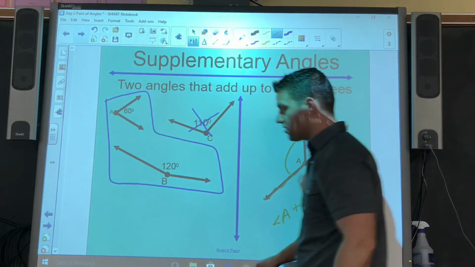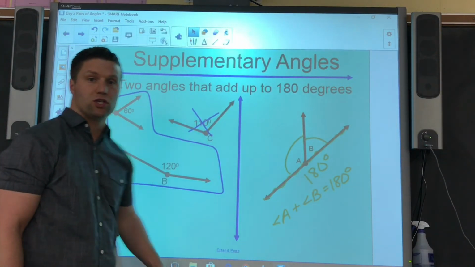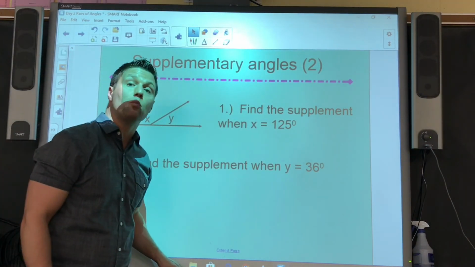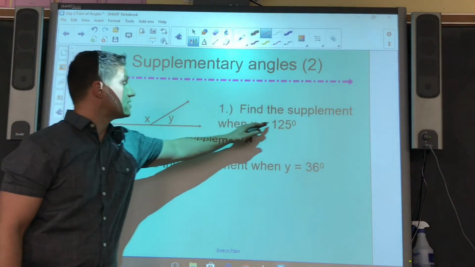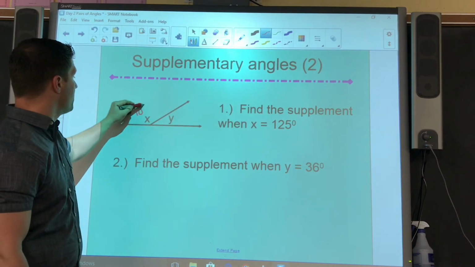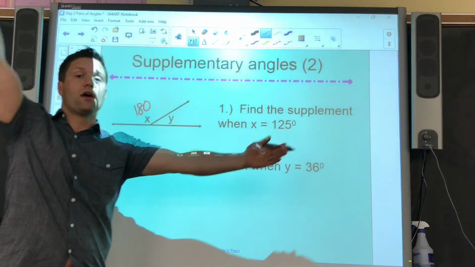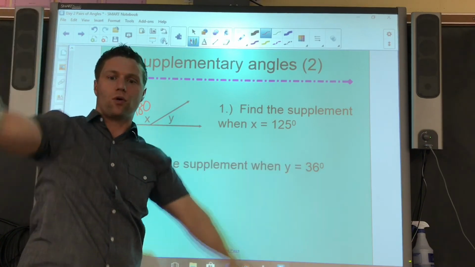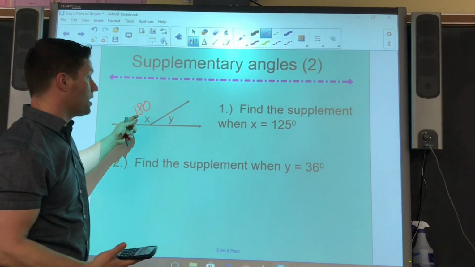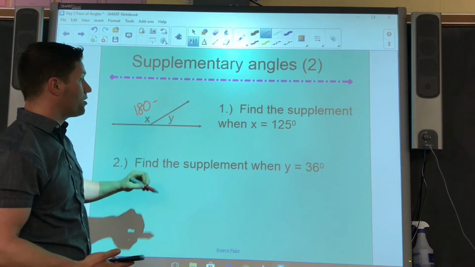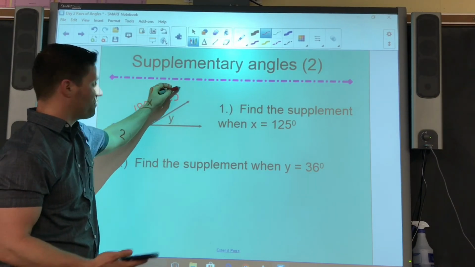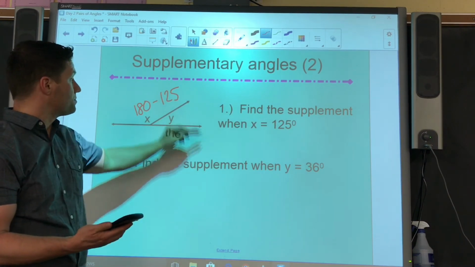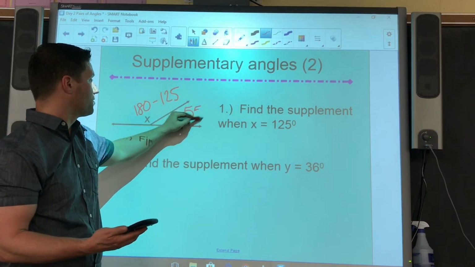Now, to find the supplement, which is the word that's used for supplementary angles, we're just going to subtract from 180, okay? If x is equal to 125. Now, I know this isn't complementary because it doesn't look like this. This has to be supplementary. So 180 is the whole picture. So 180 minus 125, that must mean we have 55 left over, okay?